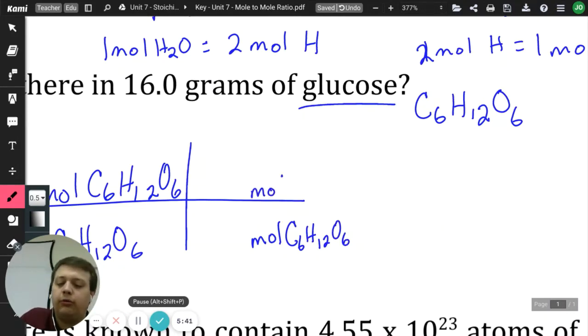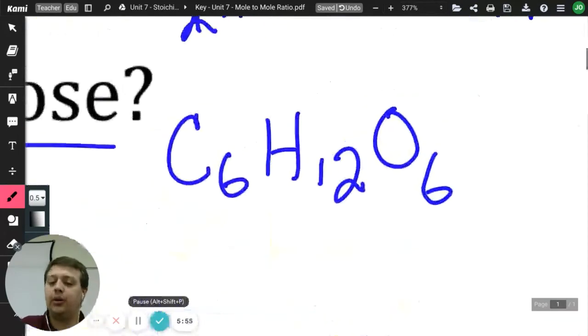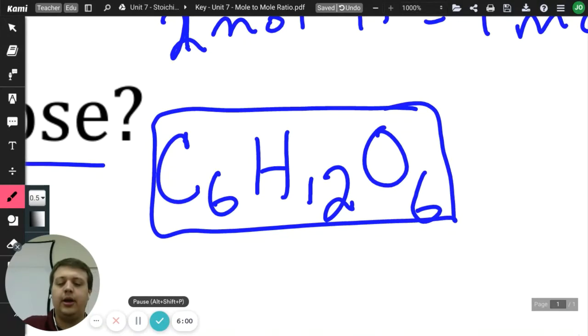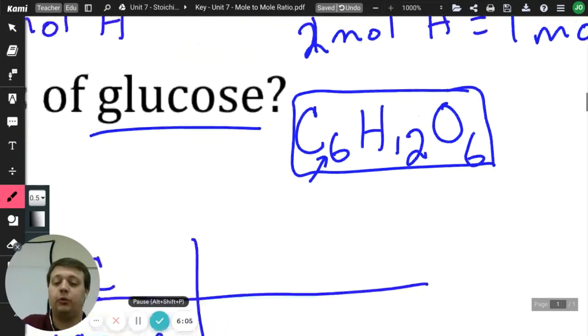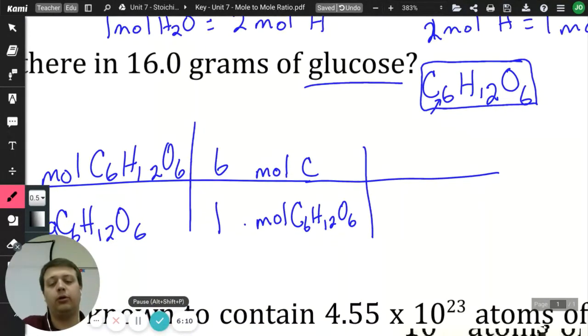into moles of carbon. So how do I do that? Well, we're going to use our mole to mole ratio. So for every 1 glucose, I have 6 moles of carbon. Okay, again, I can look up here at my formula. If I've got 1 glucose molecule here, how many carbon are there? There's going to be 6, right? So my ratio is for every 1 glucose, there is 6 carbon. So 1 mole of glucose is 6 moles of carbon. Okay, so now I've converted into moles of carbon.